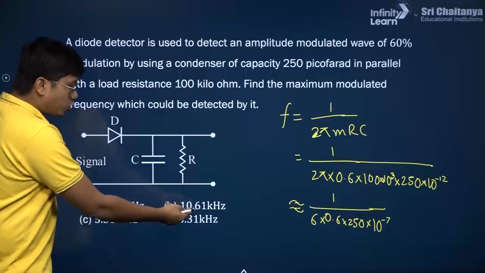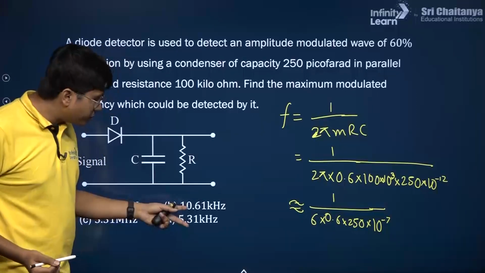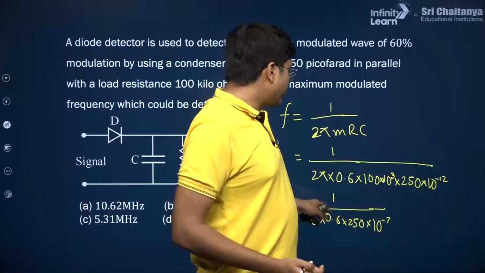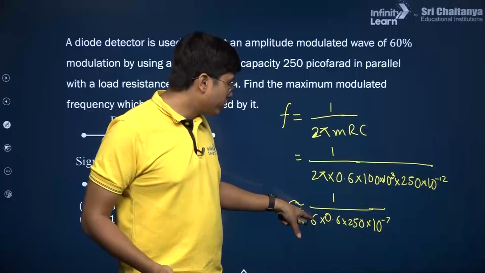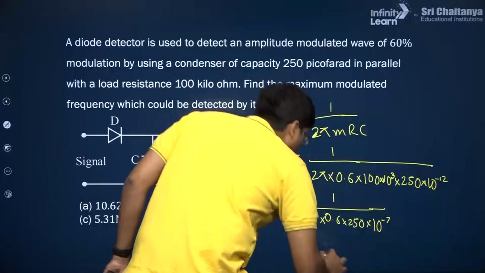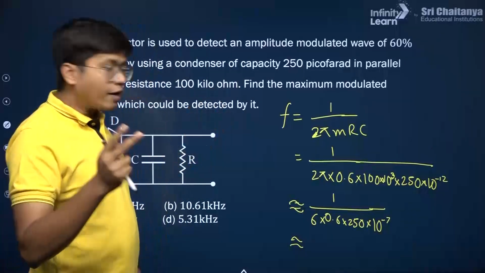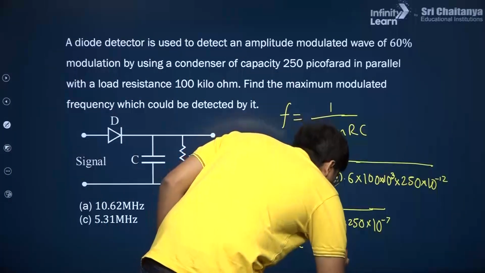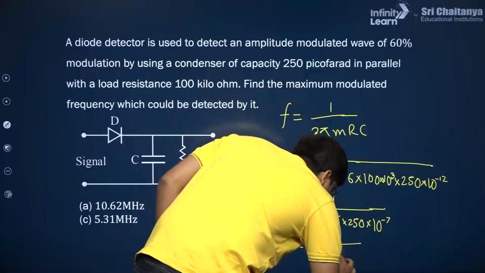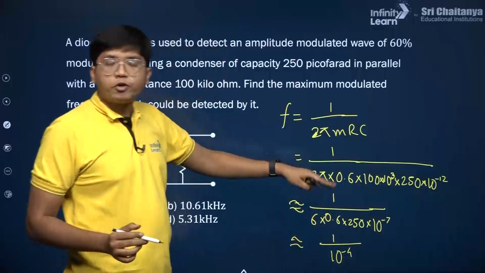You would say 10.6 and 10.61 are close by, but this is megahertz, this is kilohertz. And then you have this big difference between 10 and 5, even when you're dealing with kilohertz. So over here, it should be greater than 3.6, because this was 6.28 and I took it as 6. If I treat this as 4 and this as 250, then 1 by 4 into 250 is 1 by 1000, 10 to the power 3, which makes it 1 divided by 10 to the power 3 into 10 to the power minus 7, which makes it 10 to the power minus 4. Which means I could write this as approximately 10 into 10 to the power 3.